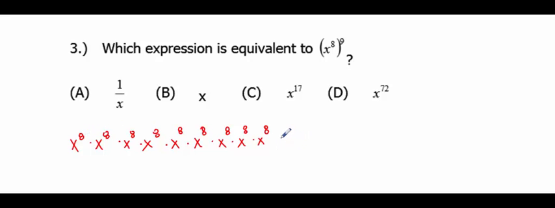Okay, so if I add 8 to itself 9 times, I will get x to the 72. Okay, the connection here, 8 times 9 is 72. So our rule was anytime we have the power of a power, where there's an exponent raised to another exponent, multiply those exponents together. And so our answer here should be choice D.